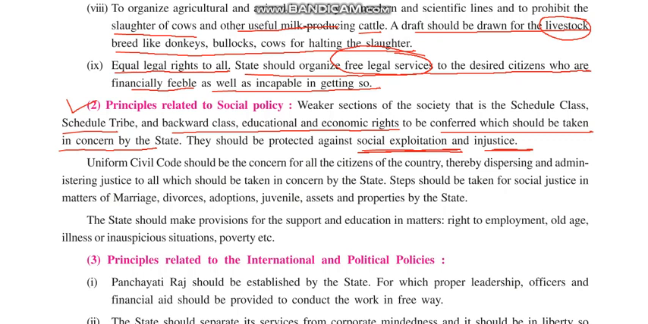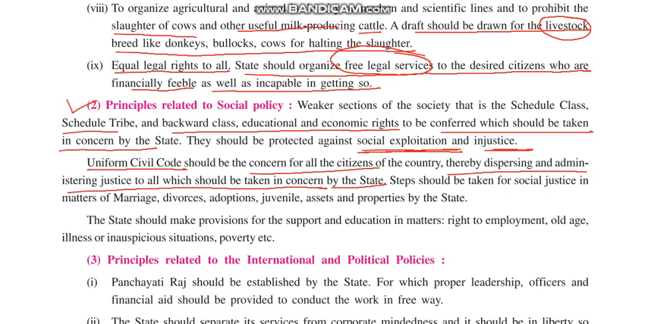Uniform civil code. Uniform civil code means equal law for each and every person, which should be the concern for the citizens of the country, so that justice is administered to all, taken into concern by the state. The state should take this into consideration and give justice to each and every person who requires it.